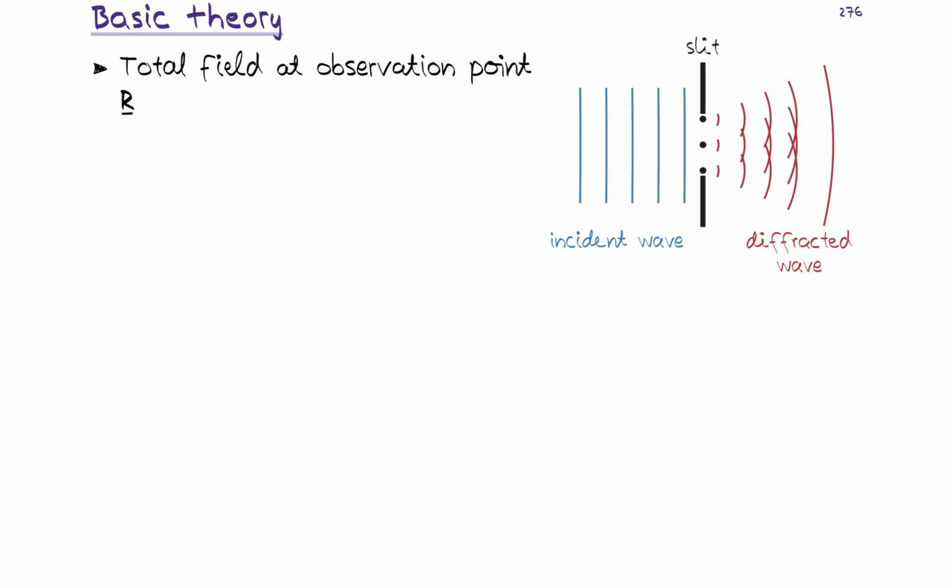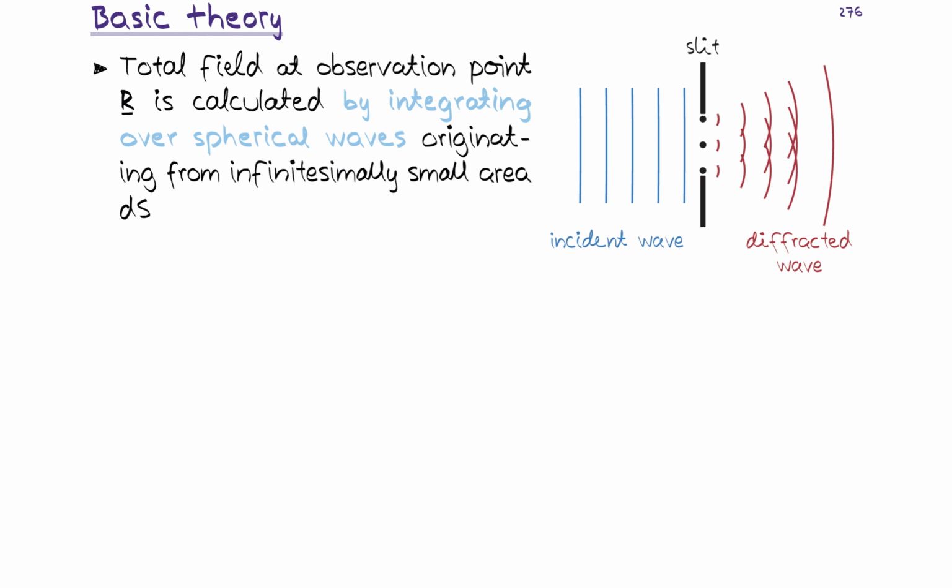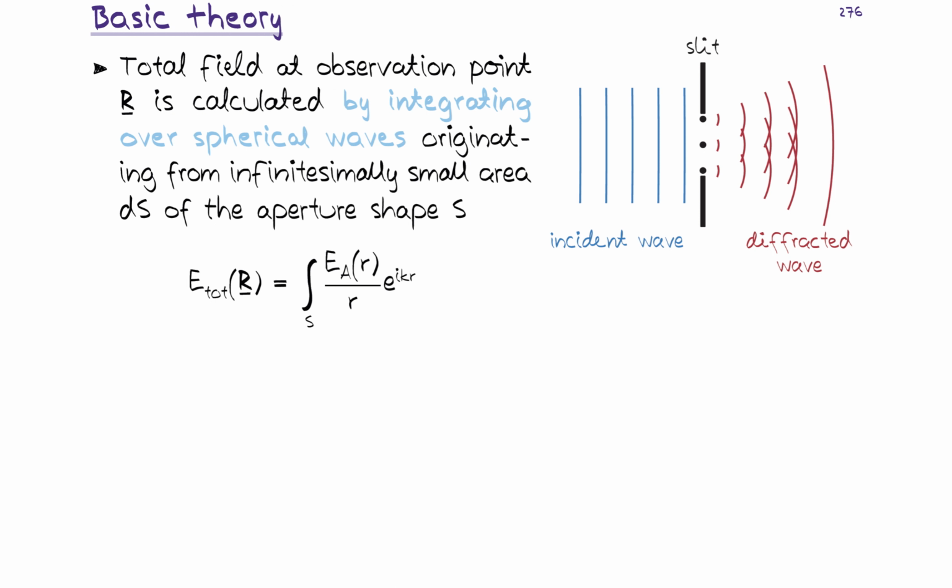Okay, so we have the total field at the observation point capital R, and how we want to calculate that is that we don't sum, but rather we integrate over all the spherical waves that are originating from the small areas that we break our aperture into. So essentially, I will now have a function S that describes the shape of my aperture, and then dS is the differential of this aperture shape. So a differential of an area cross-section. So the total field now is basically an integral over this shape function, where we are integrating these different spherical waves over dS here.